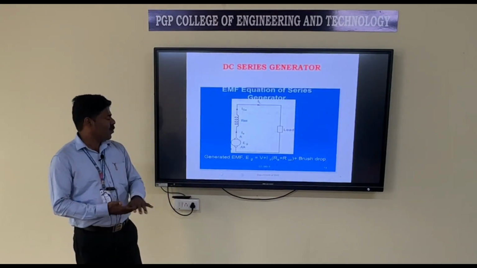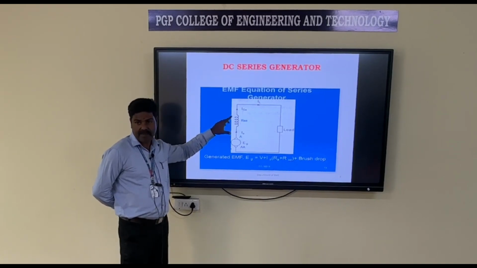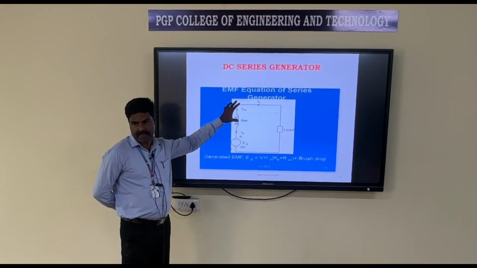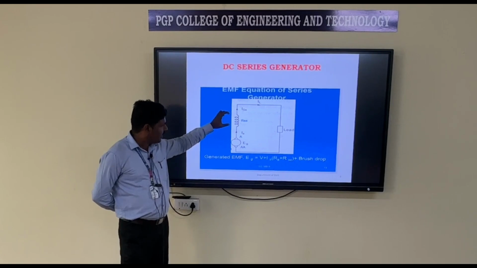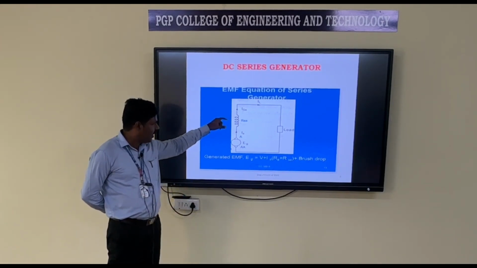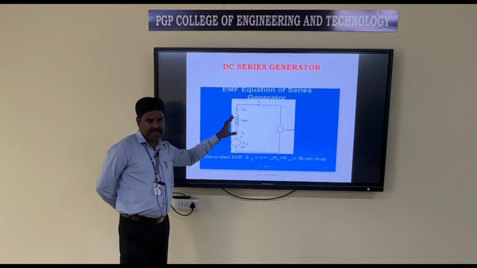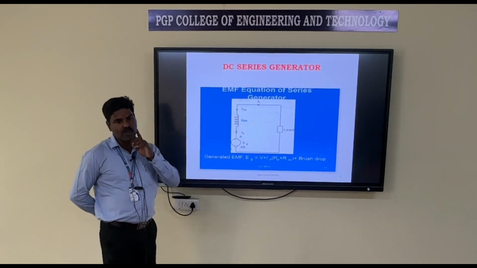Series generator. Here the field winding is connected in series with the armature winding, that is known as DC series generator. Here this field winding has less number of turns of thick wire, having low resistance property. Therefore, this circuit is a series circuit. For a series circuit, current should be the same.